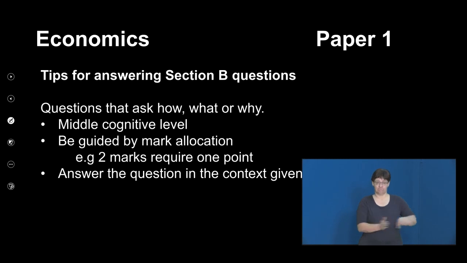We look at questions that are at microcognitive level. These are your how questions, your what questions, your why questions. You need to be guided by the mark allocation, right? E.g., for a 2-mark question, you only require 1 point. If it's a 4-mark question, then again, you need at least a minimum of 2 points there. Again, you need to answer the question in the context that it's given.